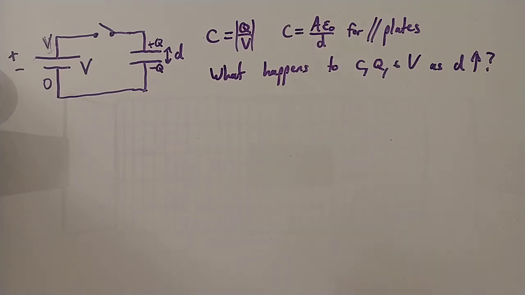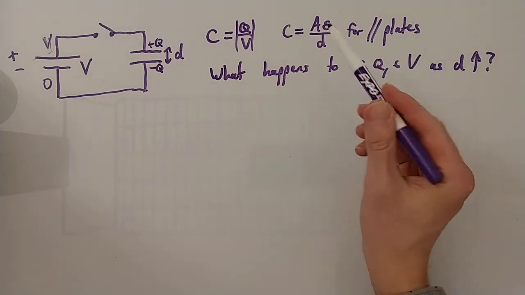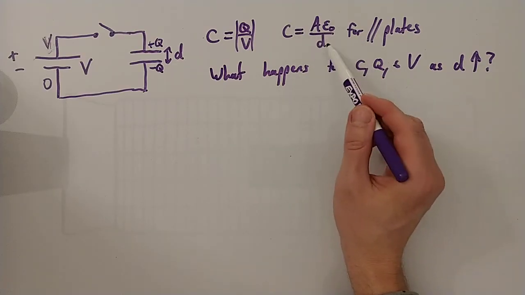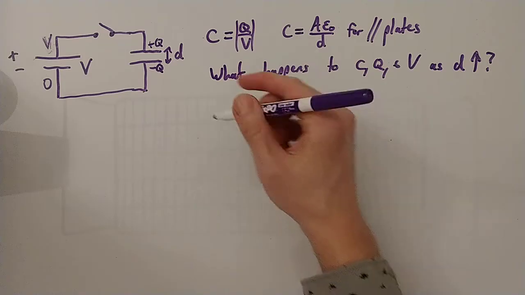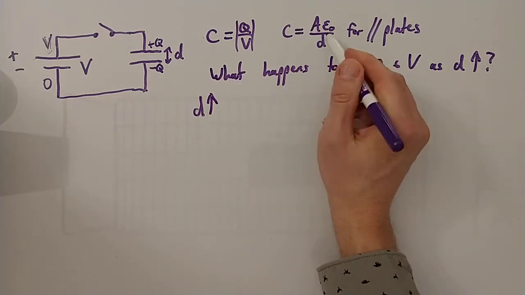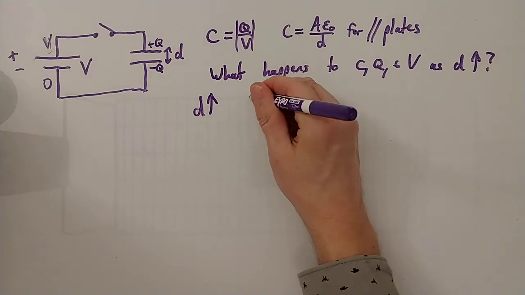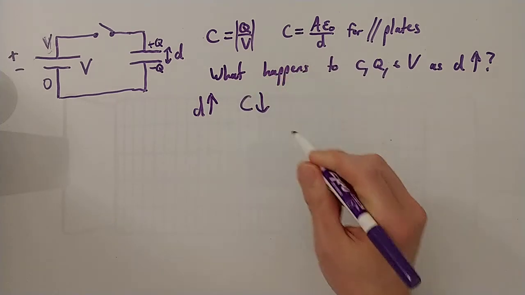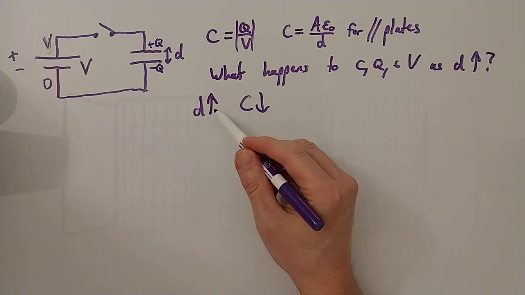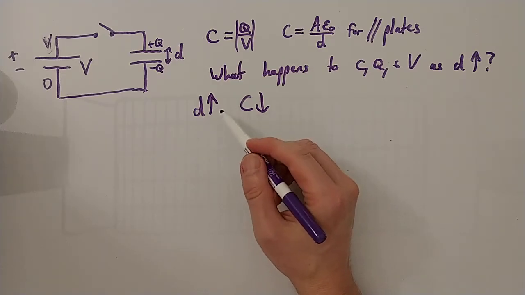So if we increase d, we said the capacitance just depends on the geometry. If we make d get bigger, then the capacitance is going to have to go down, right? So C is going to go down if d gets bigger. It's going to be less able to store potential energy.